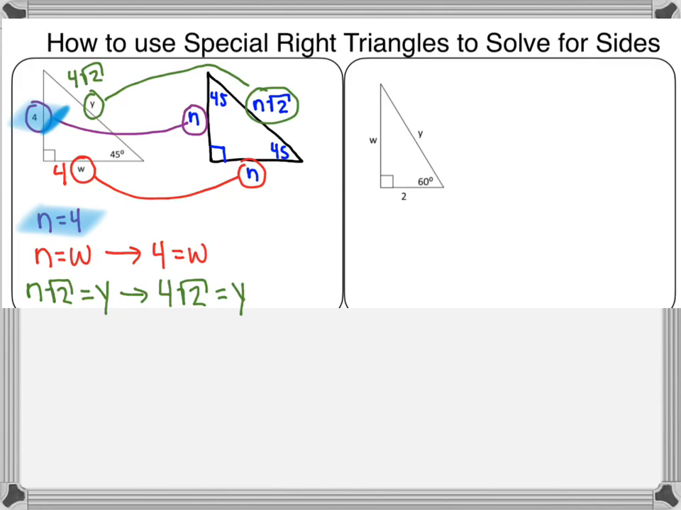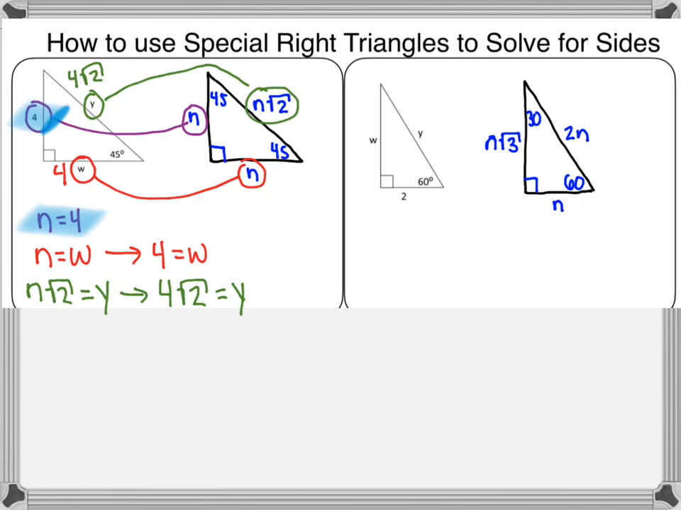Let's try this again, except with a 30, 60, 90 triangle. Okay, so the first thing we want to do is draw out our triangle, and make sure that we have things in the right place. And we said that the shortest side, which is across from the 30-degree angle, is going to be n. The hypotenuse is going to be 2n. And the middle length side is going to be n square root of 3. So what we do is we match them up, and let's see what shakes loose from there.